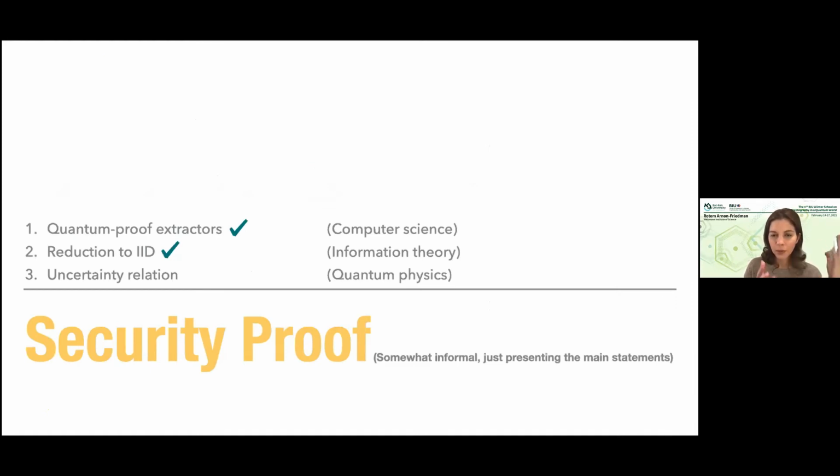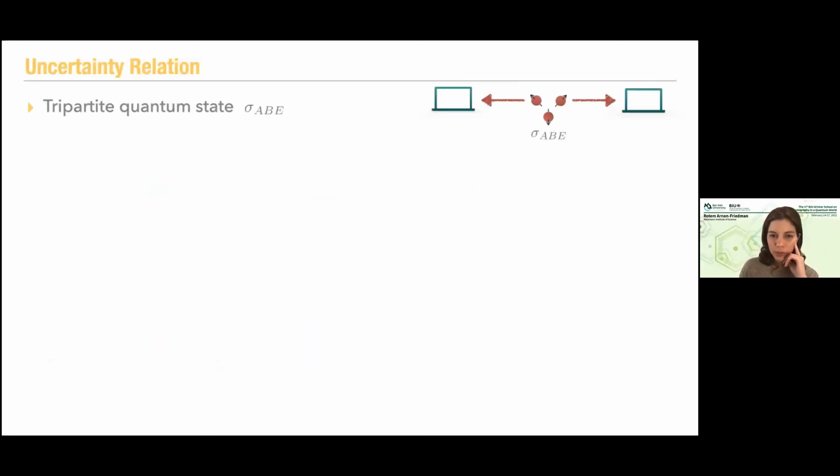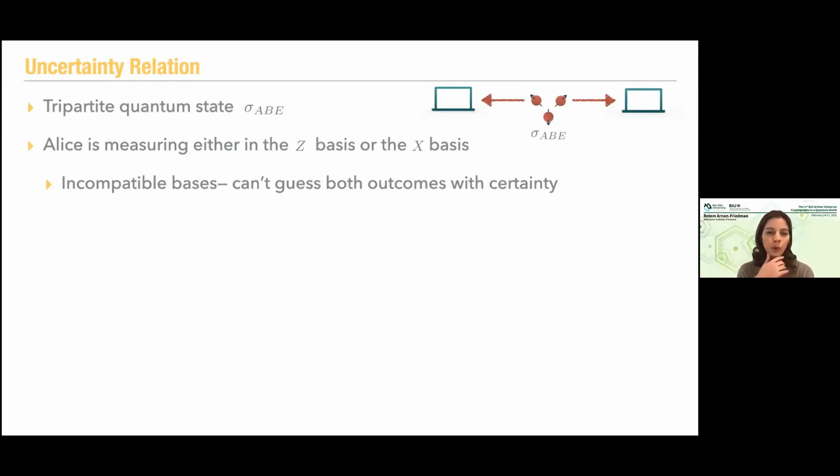As I said, this is kind of information theory. There are a lot of these different entropies. Okay, now we move to the physics part, which is what we call the uncertainty relation. Okay, so we have a tripartite quantum state, sigma ABE, that Alice and Bob share. Okay, and now Alice is measuring it either in the Z basis or the X basis. Okay, this is what the protocol says.